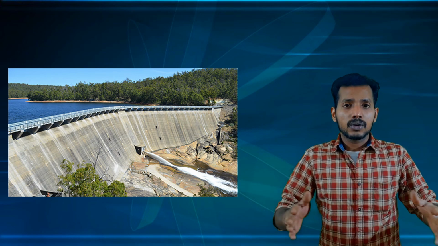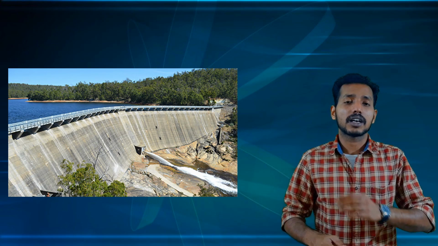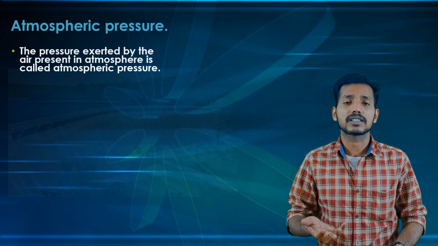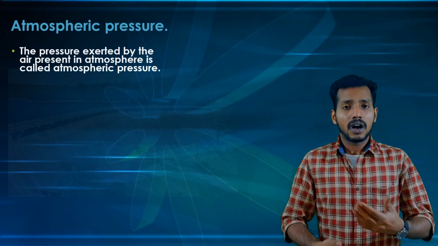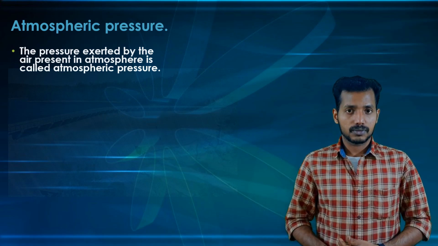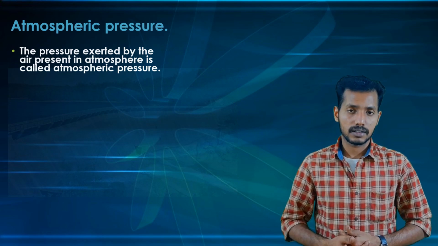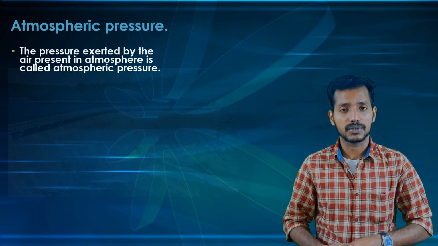pressure. Now we are going to discuss the pressure exerted by gas. Here we are taking a special case, that is atmospheric pressure. What is atmospheric pressure? The pressure exerted by the atmospheric air is called atmospheric pressure. So how does this air exert pressure? There should be a force. From where does the force come? To exert pressure, force is necessary. The force is due to gravity.